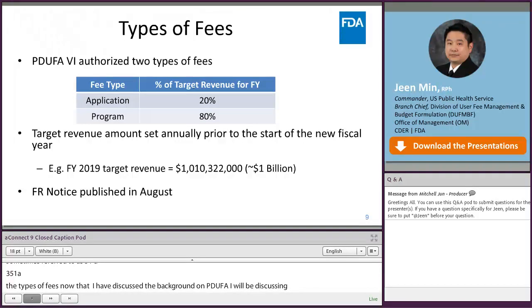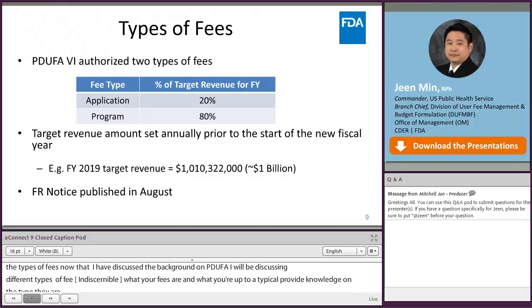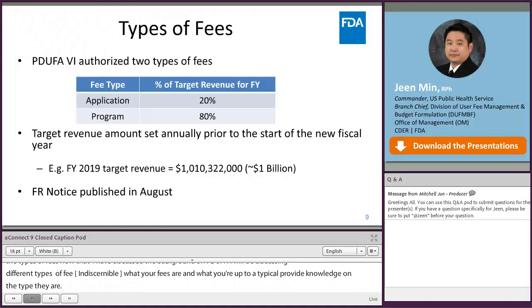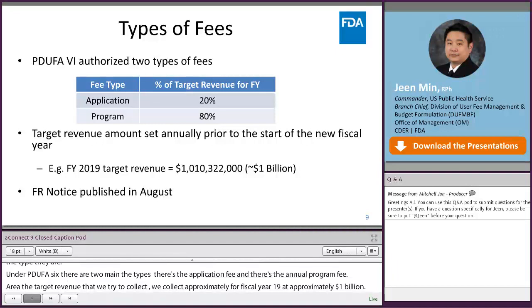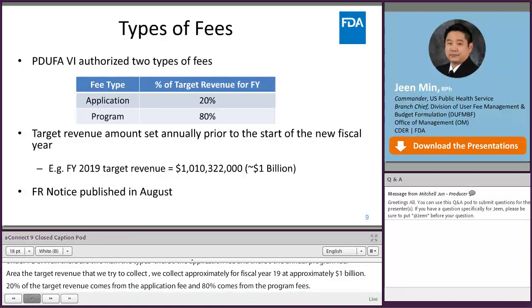Under PDUFA 6, there are two main fee types: the application fee and the annual program fee. Every year, the target revenue that we try to collect, for fiscal year 19, is approximately $1 billion. 20% of the target revenue comes from the application fee, and 80% comes from the program fees. For fiscal year 19, that means FDA has a target revenue of approximately $200 million from application fees, and approximately $800 million from the program fees.